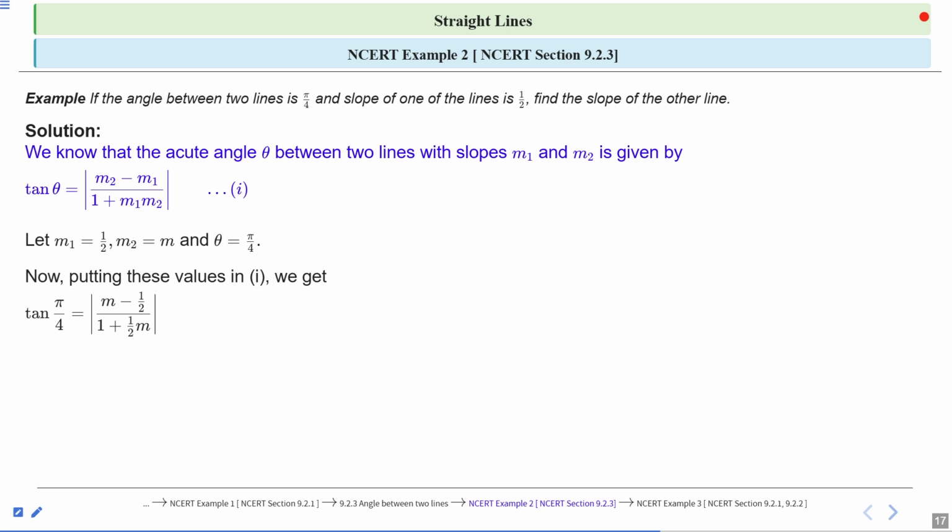By putting the value of m1 is 1 by 2, m2 is m, and theta is pi by 4, then from the formula tan theta is equal to modulus value of (m2 minus m1) divided by (1 plus m1 into m2), we obtain tan pi by 4 equal to modulus value of (m minus 1 by 2) divided over (1 plus 1 by 2 times m). Since we know the value of tan pi over 4 is 1, we obtain 1 equal to modulus value of (m minus 1 by 2) divided by (1 plus 1 by 2 times m).